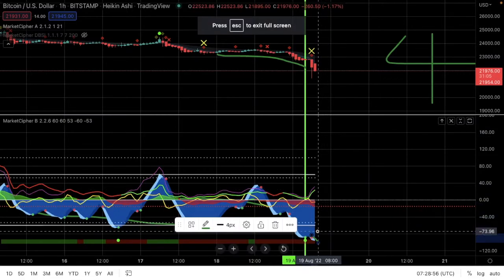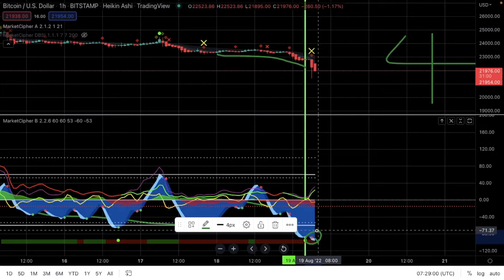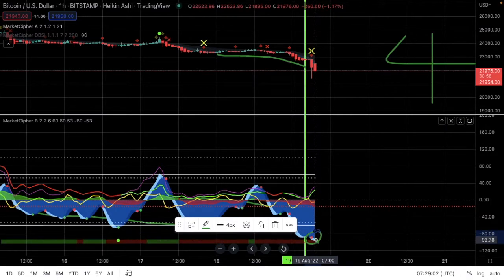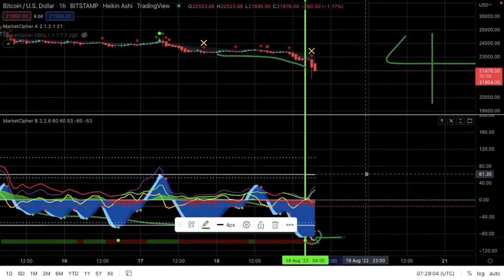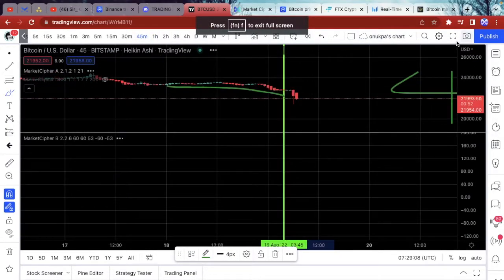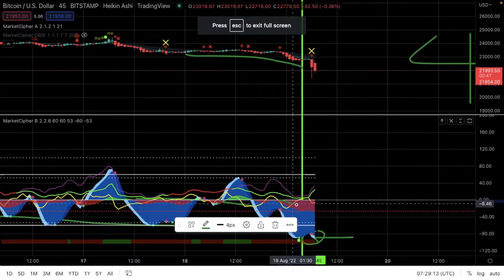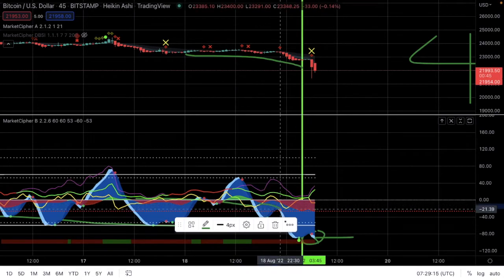On the 1-hour, you can realize that we're still in the negative territories, and we've plummeted deeply into the negative territories with a bearish sign here, which is a bearish indicator, the red dot. Let's go to the 45 minutes time frame. Then still on the 45 minutes time frame, you can realize the money flow is still in the negative and momentum is still in the negative.